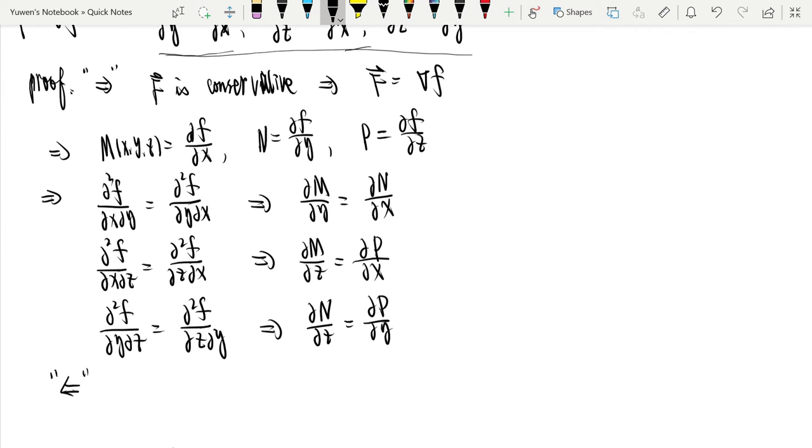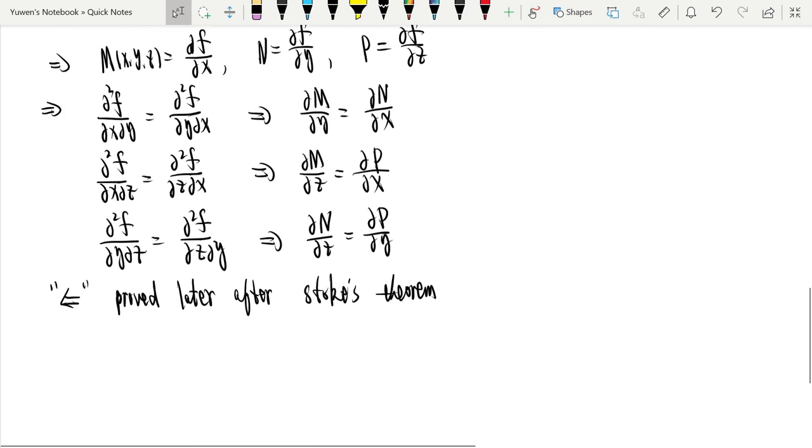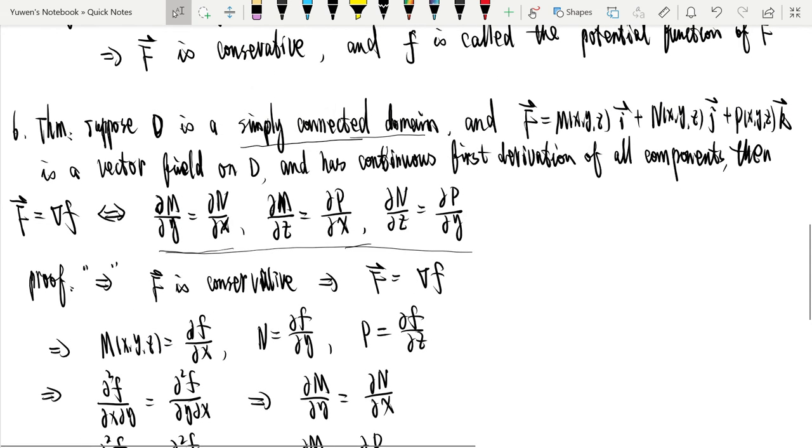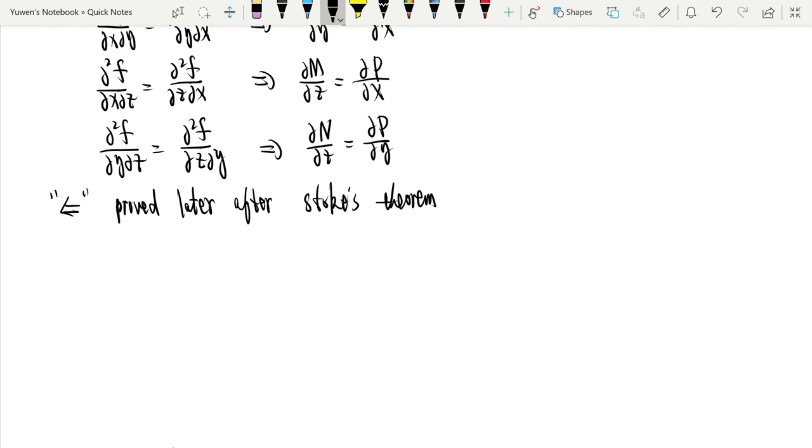The sufficient condition we will prove later, after Stokes theorem. That's the conditions for a conservative vector field. Now let's see some examples of how to find the potential function or determine if a vector field is conservative or not.